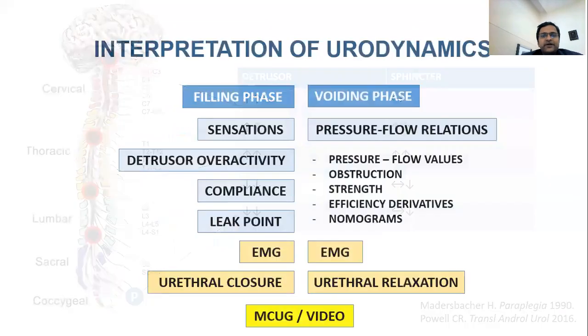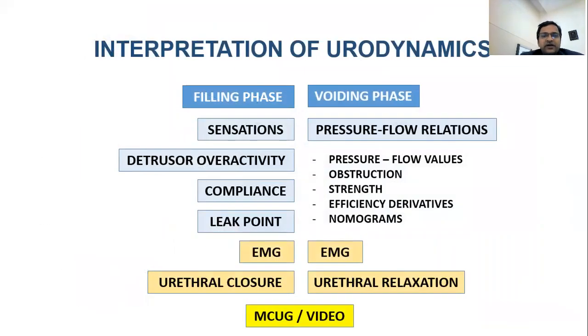Now, the interpretation of urodynamics is divided into 2 phases, filling phase and voiding phase. In the filling, I'm including the stress phase also when done. So we will look at sensations, we will look at detrusor overactivity, the compliance, which is the rubberiness of the bladder, leak points like detrusor leak point or overactive leak point or stress leak point. Then if the EMGs are done, how to interpret them. Then urethral pressure, I will not discuss because that will lengthen the presentation and it's very rarely done, although it's a very useful investigation in my experience.